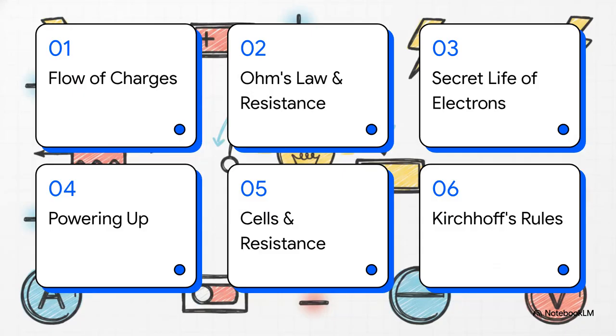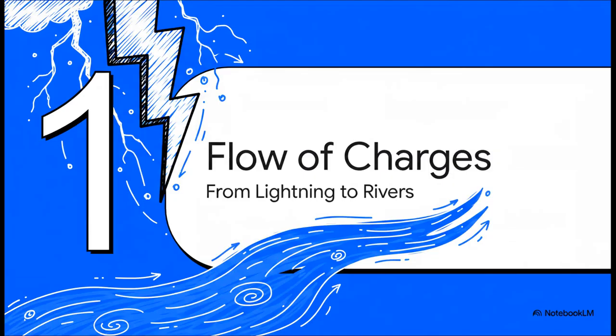Here's our roadmap for explaining the chapter today. First, the flow of charges. Then, Ohm's law and resistance. Third, the secret life of electrons. Fourth, powering up. Fifth, cells and internal resistance. And we'll wrap things up with Kirchhoff's rules. Let's jump right in. Section 1.